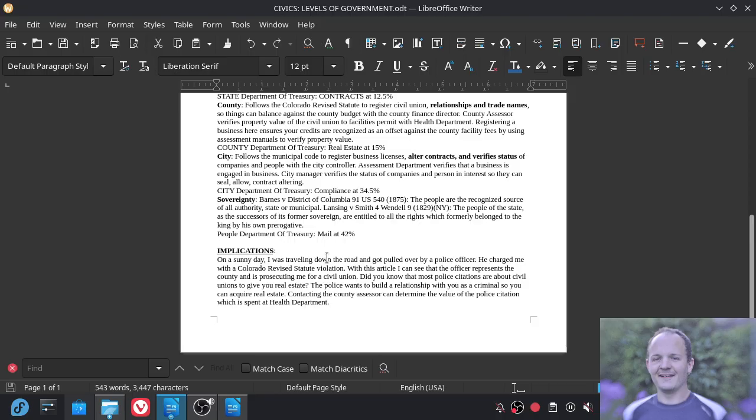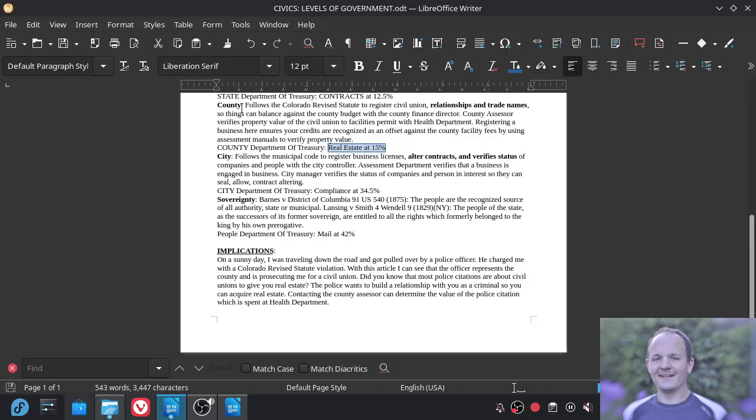So, the implications of this. On a Sunday, I was traveling down the road and got pulled over by a police officer. He charged me with a Colorado Revised Statute violation. With this article, I can see that the officer represents the county and is prosecuting me for a civil union. Did you know that most police citations are about civil unions to give you real estate? The police wants to build a relationship with you as a criminal so you can acquire real estate.